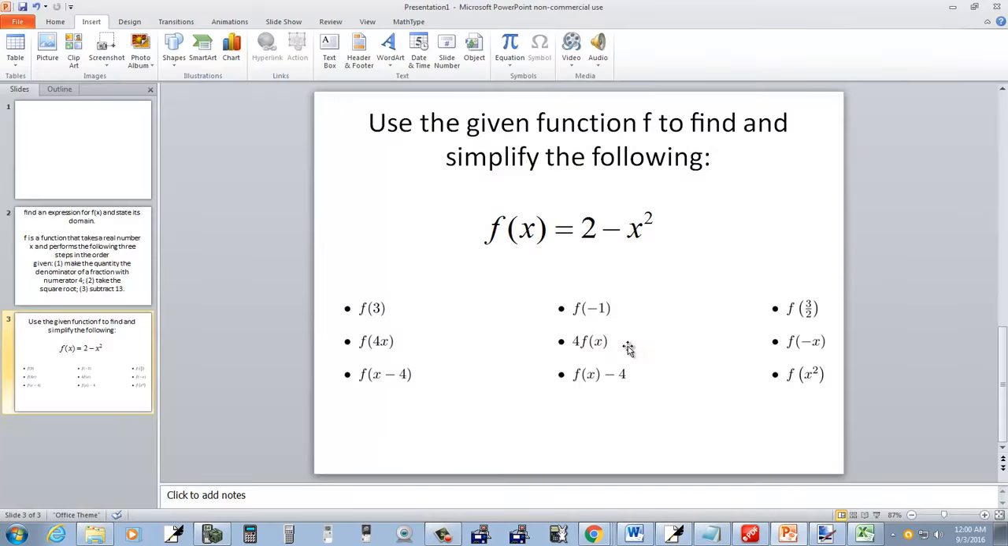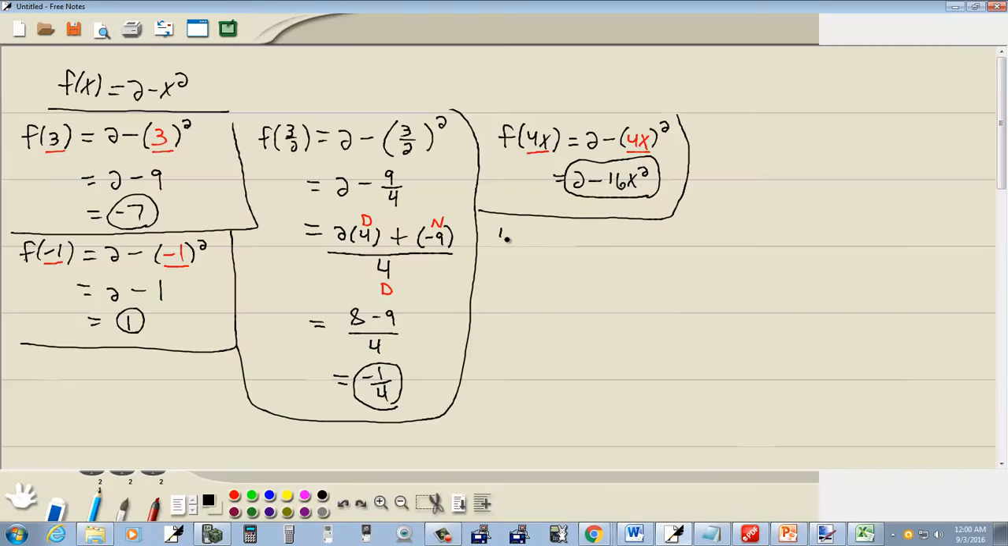Okay, so 4 f of x. Now the 4 next to the f of x means multiplication. So on this one, we're just going to simply replace the f of x here with what f of x is equal to. This is not evaluating a function. So I'm going to have 4 times 2 minus x squared. Now notice that I put parentheses around 2 minus x squared. It's because that 4 that's out in front has to be multiplied times everything that follows it.